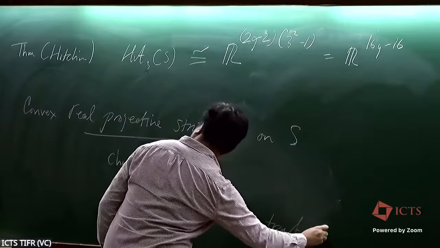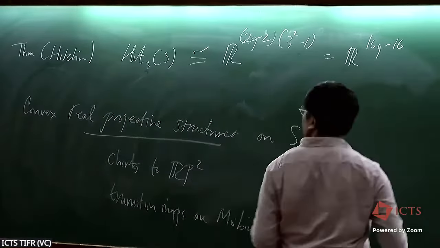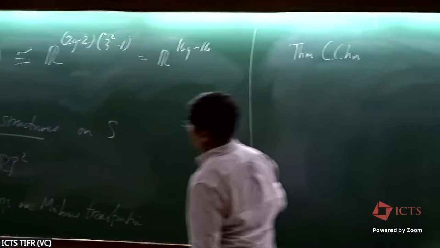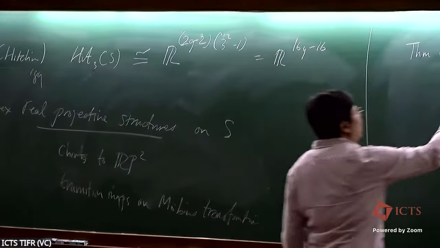You could think of this, these are elements of SL3R, and what theorem of Choi and Goldman. And this came out pretty much the same year as Hitchin. So this was like 89. 89 or 90. I mean.